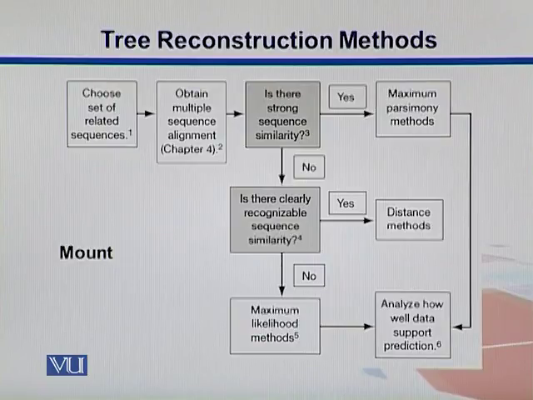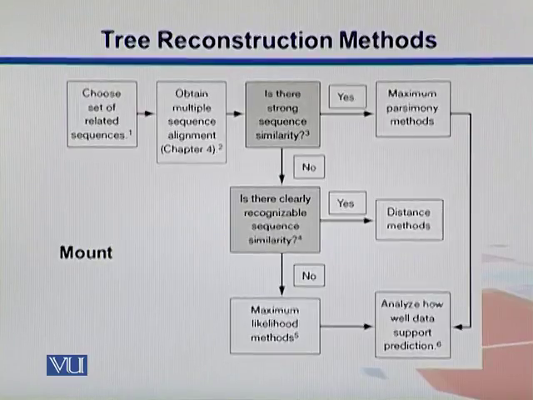If it is not high, then we can look into some low similarities, but still we can recognize some sequence similarities as we see in step 4. So in that case, we will use the distance methods. If we are unable to get even some similarity, then our choice may be maximum likelihood methods. And then we analyze our results and see whether our data supports the predictions or not. So this is the overall strategy for tree reconstruction, starting with any set of sequences.